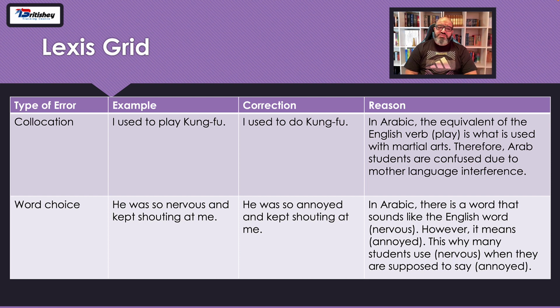Now, another mistake, word choice. He was so nervous and kept shouting at me. And the correction, he was so annoyed and kept shouting at me. The explanation, in Arabic, there is a word that sounds like the English word nervous. However, it means annoyed. This is why many students use nervous when they are supposed to say annoyed. Interesting. Lovely. Now, pronunciation.